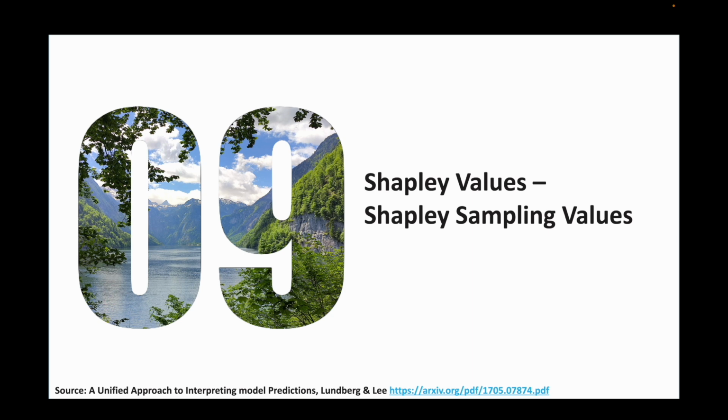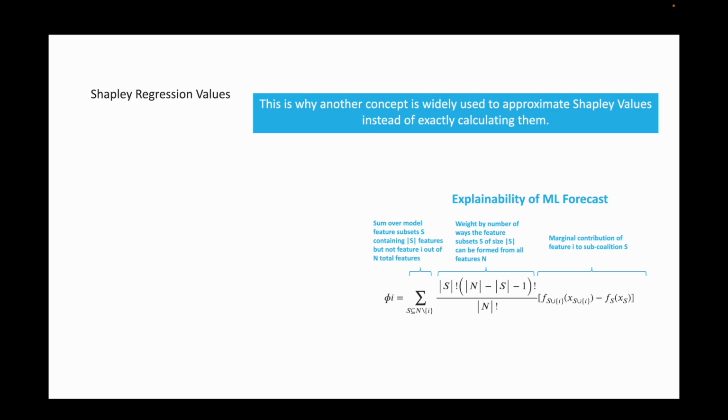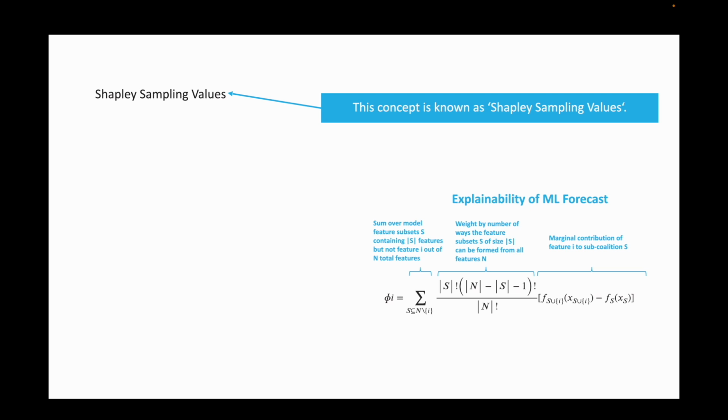Let's dive right in. As we have just seen, it's almost impossible to calculate Shapley regression values in practice. This is why another concept is widely used to approximate Shapley values instead of exactly calculating them. This concept is known as Shapley Sampling Values.